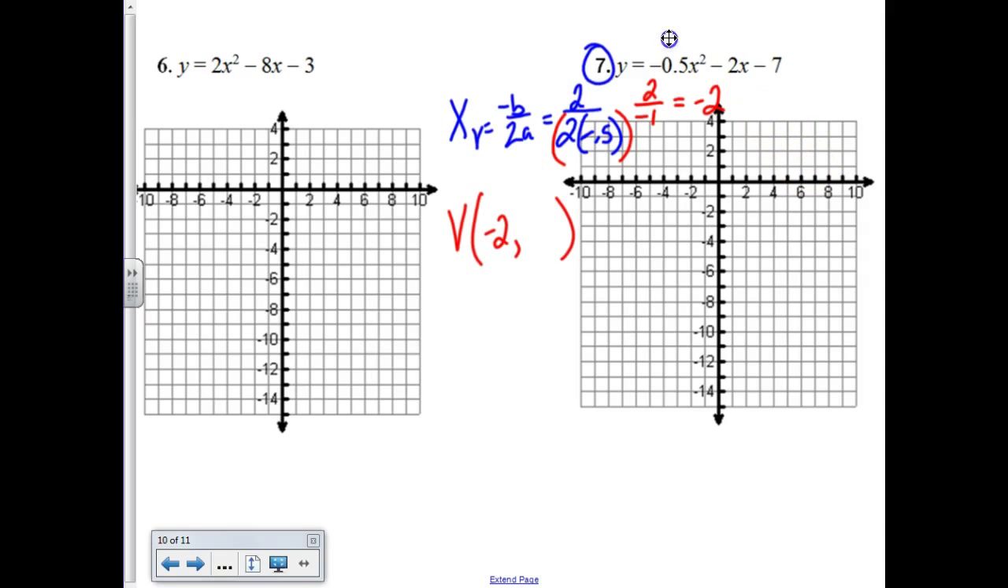All right, let's see if I can mess it up. Negative 0.5. I'm plugging in a negative 2 for my x's. Minus 2 times negative 2. Minus 7. Okay. Negative 5? Yay! Okay. So vertex at negative 2, negative 5.